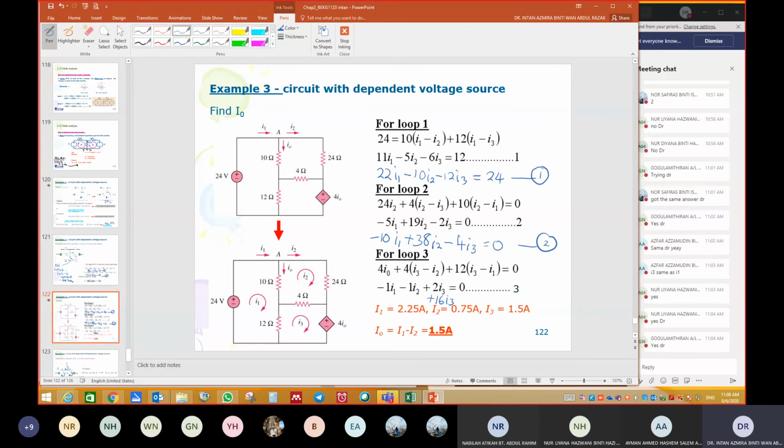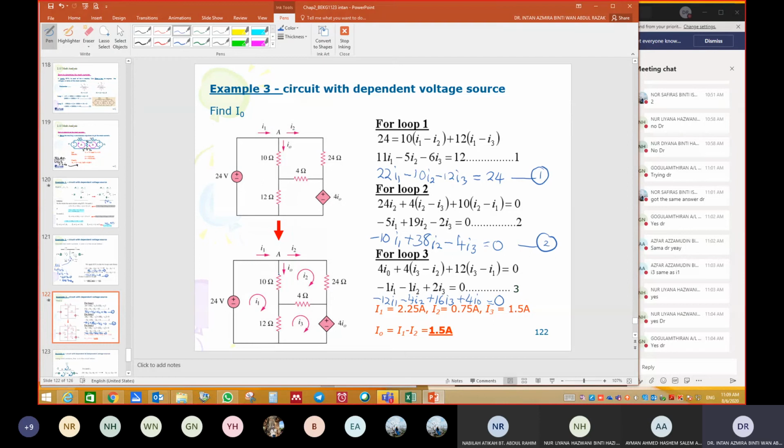Let's start with loop 1. We have 12 ohm share with loop 1. So must be minus 12 I1. And then must be minus also for I2. We have 4 ohm share with loop 2. So for I2, is there any voltage source? Yes, we have 4 I0 plus 4 I0. Okay, we have to substitute this I0, okay, in terms of I1, I2, I3.